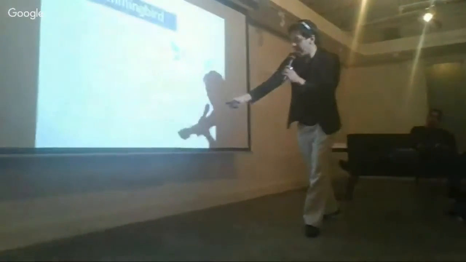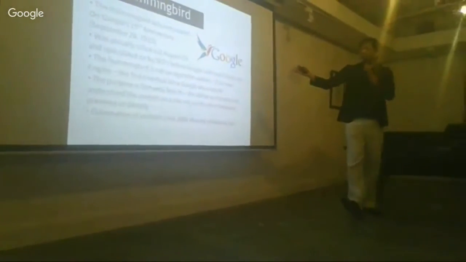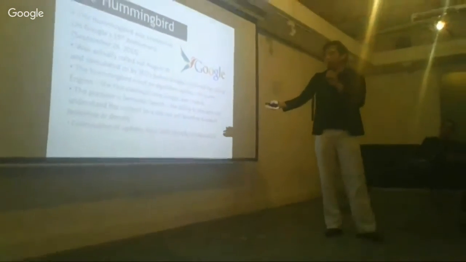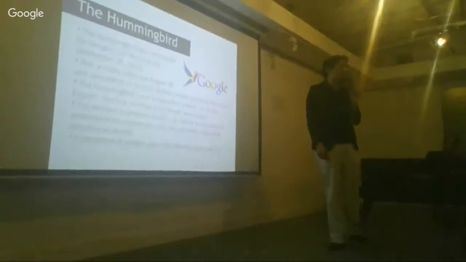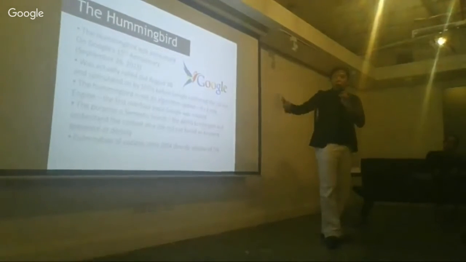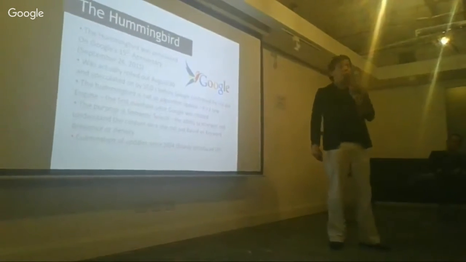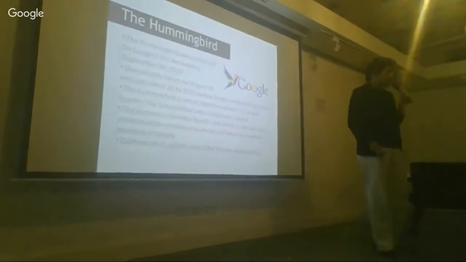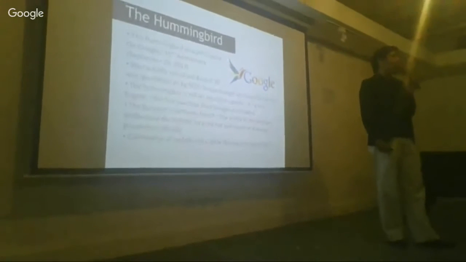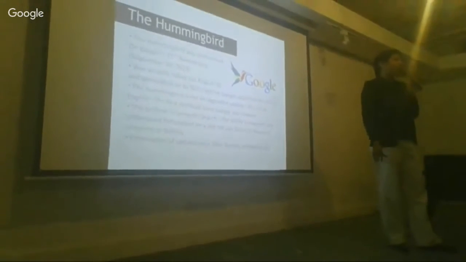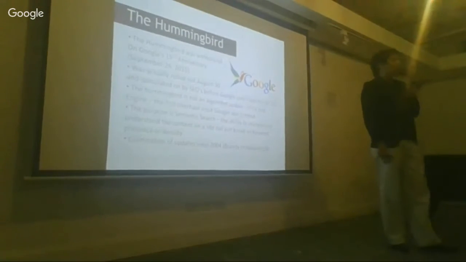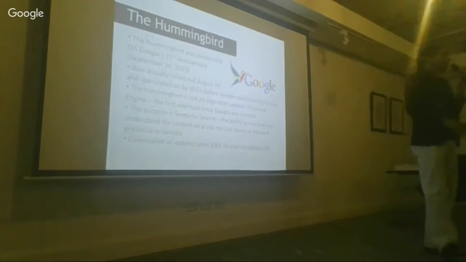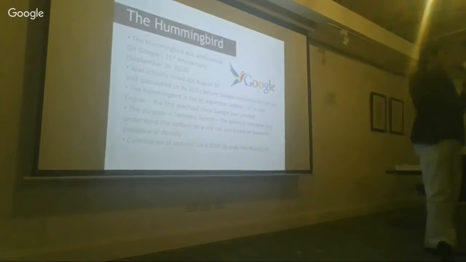Now, one of the things I said here is the Hummingbird is a combination of updates since 2004. One of the technologies that powers the Hummingbird is called LSI, latent semantic indexing. I mentioned it briefly earlier. What's LSI? The original algorithm is called the LDA. It's called the latent Dirichlet allocation. It's a 1970s mathematical equation that attempts to guess what the content is about based on what words appear where inside the content.